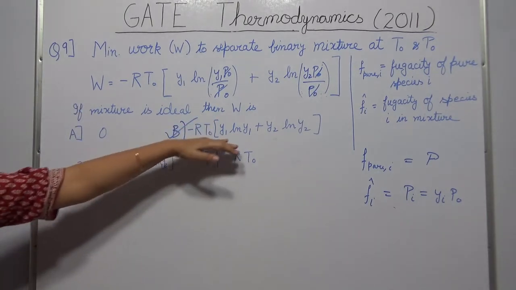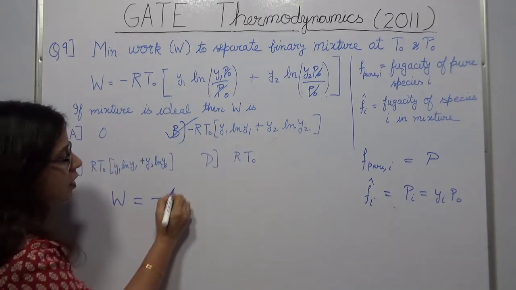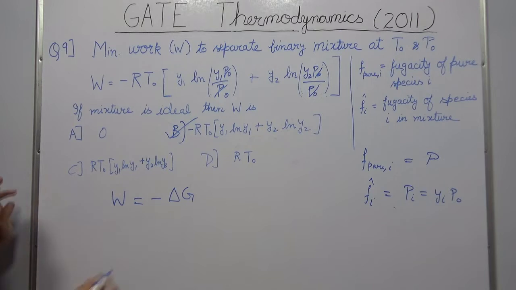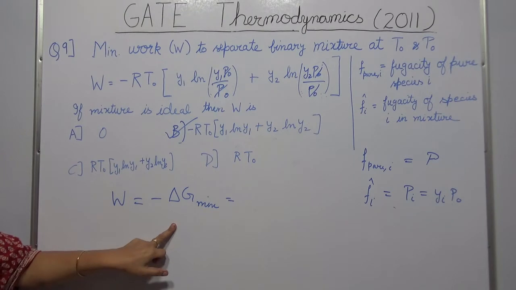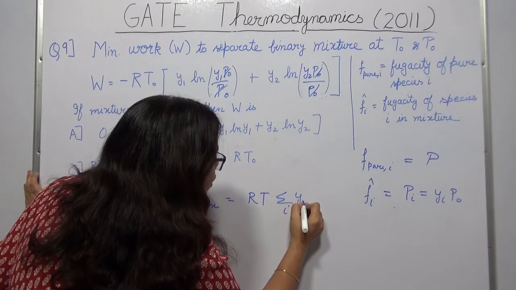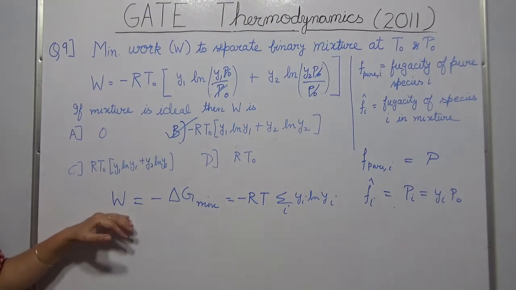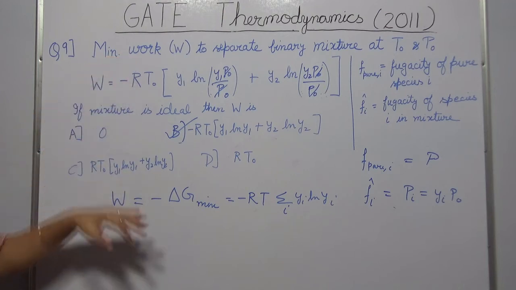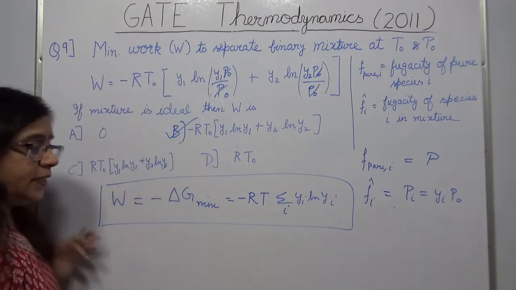When you see this, you will observe that the work which is required is equal to the negative of the Gibbs free energy change of mixing. And Gibbs free energy change of mixing is given as R times T times summation over all i of yi ln yi. The negative of this quantity gives you the minimum work which is required to separate a binary mixture. Based on this, a question was asked in year 2021.